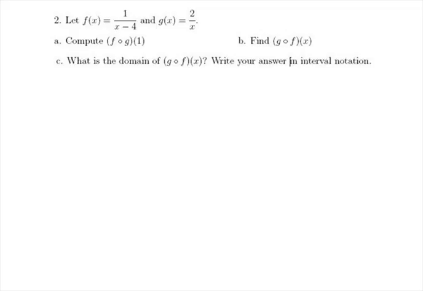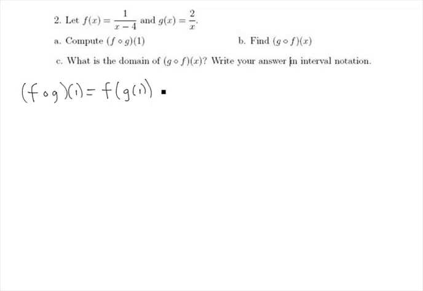In this problem, we're asked to work on the composition of two functions. Part A is a little bit of a warm-up problem, so let's start with that one. We're asked to compute f composed with g, evaluated at 1. The very first thing we should do is translate that to be f of g of 1, so we can see the order in which we need to evaluate these functions.